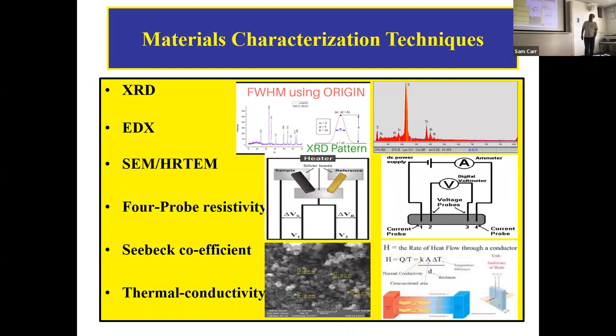So after synthesis, we would like to first test our system: how much composition we have doped and what type of element is there. And from the XRD, we also confirm the bond length, the bond angle, the volume, and the crystallite size. By the Scherrer formula, we can also find out the approximate particle size, because particle size is very important too. Then, by the four-probe technique, we can find the electrical resistivity, and then the Seebeck coefficient by the Seebeck coefficient measurement system.